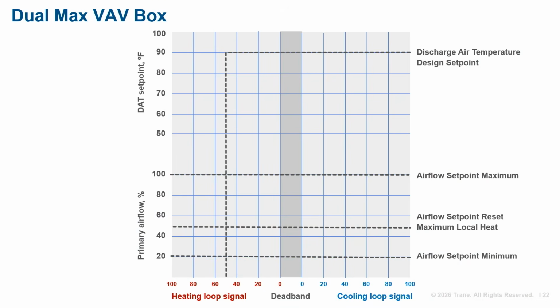Now, I am going to discuss a strategy for controlling VAV boxes, which is called dual maximums or dual max VAV. When the zone requires cooling, the VAV damper modulates between the maximum airflow of 100% and the minimum of 20% to maintain zone temperature at its cooling set point, while the reheat coil is off.